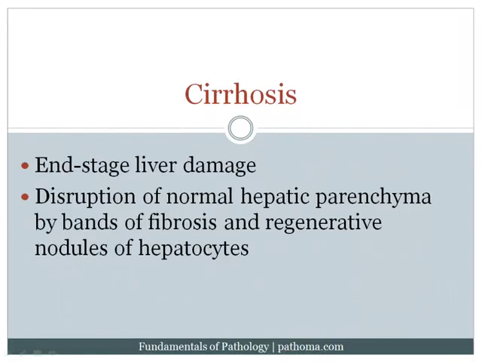The next set of disorders that we're going to cover are those that can lead to cirrhosis. Cirrhosis is end-stage liver damage, and it's characterized by disruption of the normal hepatic parenchyma by these broad bands of fibrosis, and in between the broad bands of fibrosis are regenerative nodules of hepatocytes.